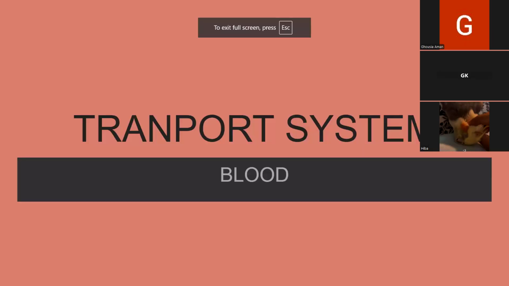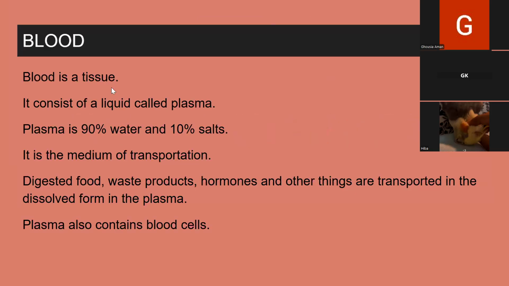Okay, so our today's topic is blood. What is blood? Blood is a tissue. Why is it a tissue? Because it is a group of cells: red blood cells, white blood cells, platelets, so many cells. When there is a group of cells working together, that thing is a tissue.